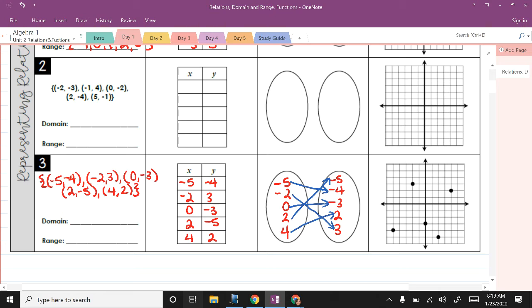And what's the domain? Domain is what values? X's in order from least to greatest and do not repeat. So my mapping is correct, isn't it? -5, -2, 0, 2, 4 for the domain. And your range is what?